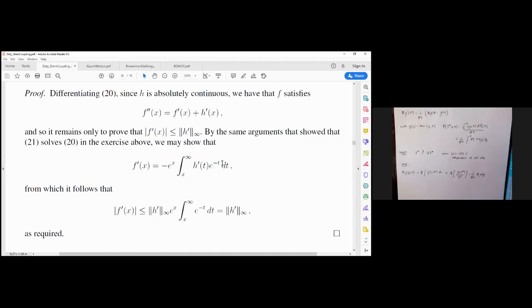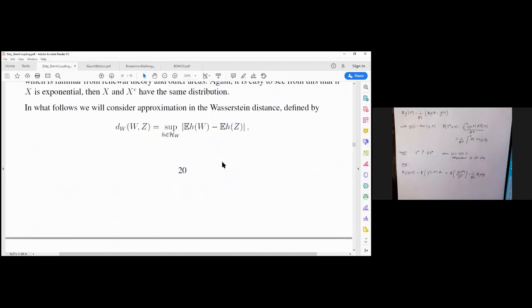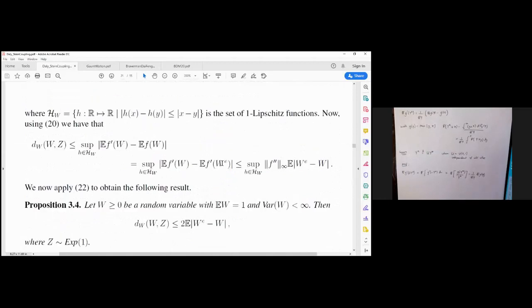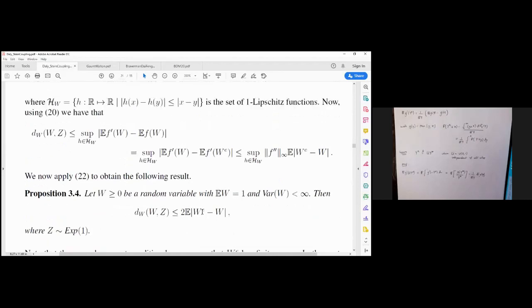So essentially that's the setup. So we know what we're doing. We've got the tools that we need for exponential approximation. Because once we've got this equilibrium coupling, that gives me immediately a way to evaluate the Wasserstein distance between some random variable W that I'm interested in, that I think is approximately exponential, and my exponential random variable Z, just in terms of how close W is to the equilibrium transformed version.